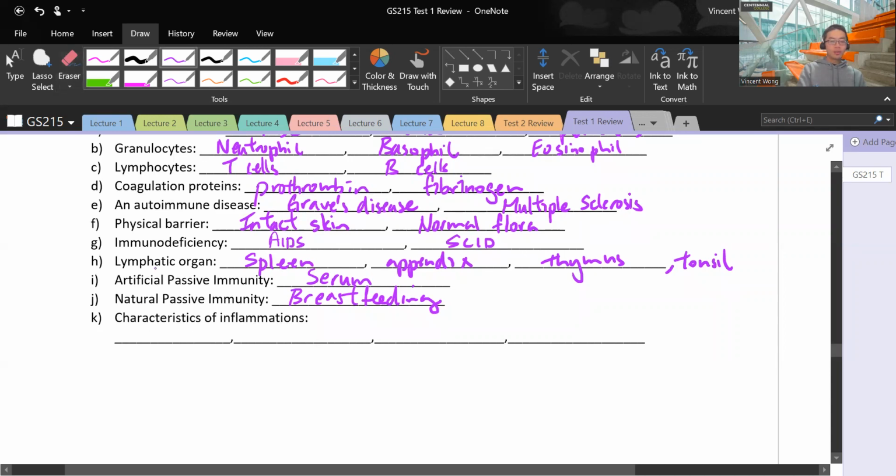Characteristics of inflammation, we have redness, swelling, pain, and warmth. The pain and the swelling are caused by the increase in permeability, whereas the redness and the warmth are caused by vasodilation. More blood is coming, making it red, making it warm.